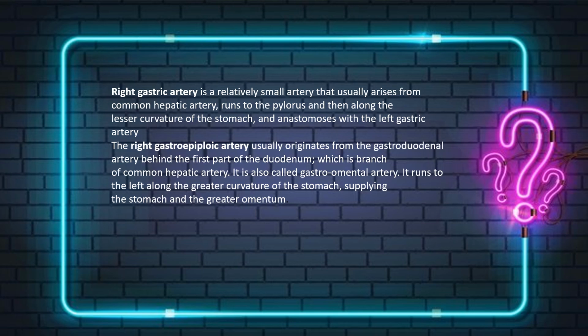Now coming to right gastroepiploic artery. The right gastroepiploic artery usually originates from the gastroduodenal artery behind the first part of duodenum, which is a branch of common hepatic artery. It is also called gastroomental artery. It runs to the left along the greater curvature of stomach, supplying the stomach and greater omentum.